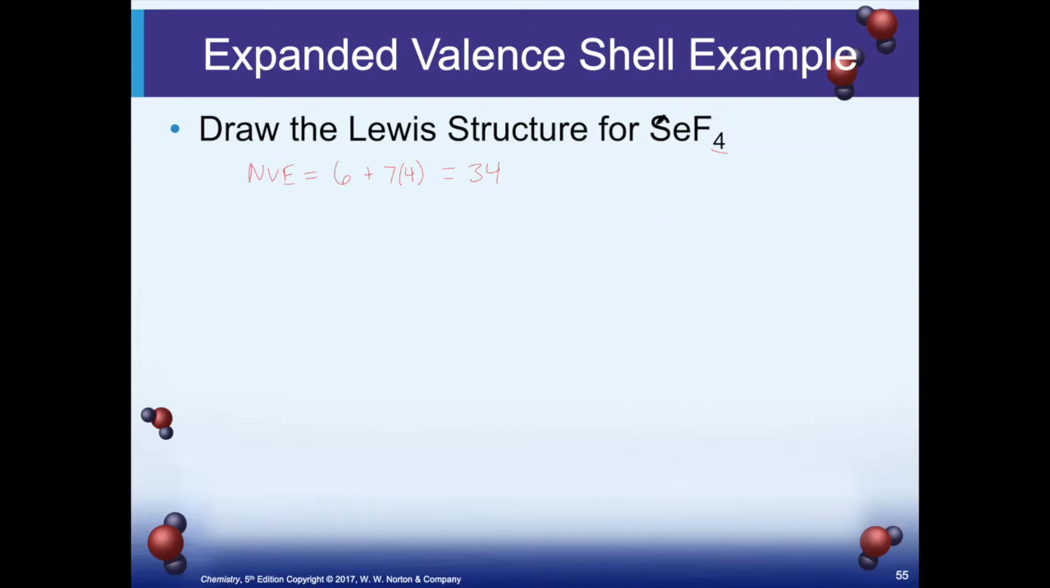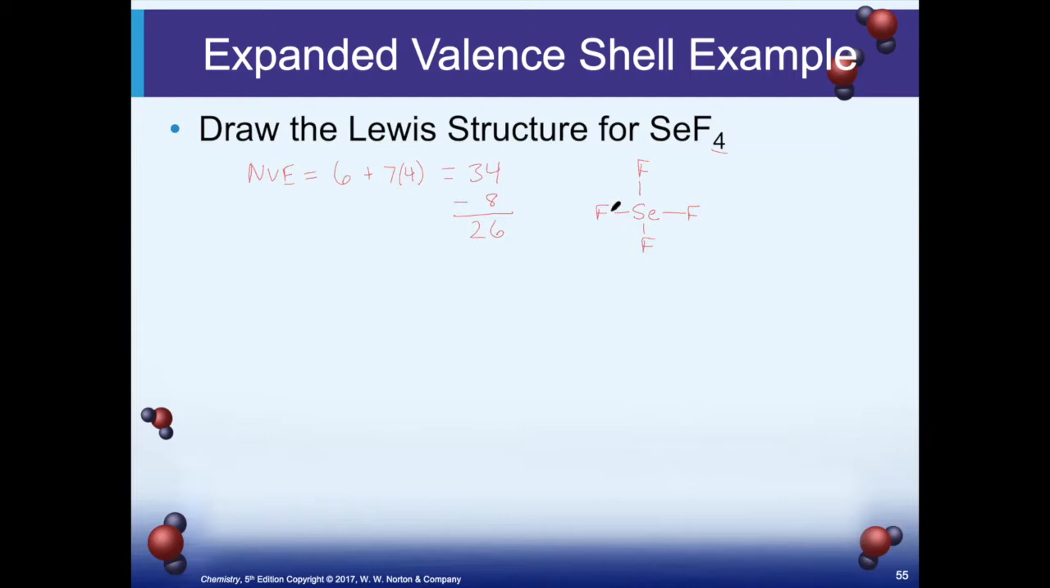And the other thing I have to do is pick a central atom. This makes it pretty easy because I've got 1 selenium and 4 fluorines, so I'm going to put selenium in the middle, and I'm going to put the 4 fluorines around it. Okay, and the next step says to connect all the perimeter atoms with the central atom, and so that used up 8 electrons. 2, 4, 6, 8. So that leaves me with a total of 26.